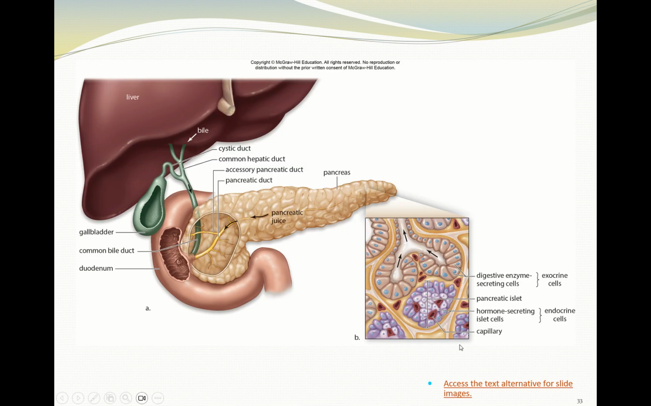All right, so here we see a picture of the pancreas, and we can see pancreatic juice going into the pancreatic duct and the accessory pancreatic duct. We can see the exocrine cells are digestive enzyme secreting cells, and we can see the endocrine cells are the hormonal secreting cells.